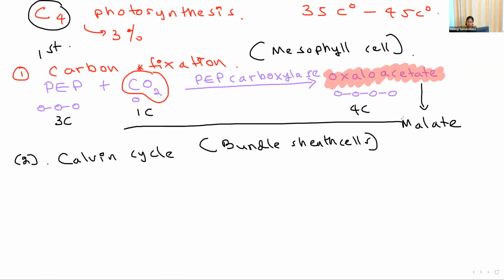So transport the malate into the bundle sheath cells and break it down to get the carbon dioxide again. But this is not the atmospheric carbon dioxide. This is the carbon dioxide coming from malate. Right? The Rubisco is not seeing any oxygen. It's only going to see carbon dioxide.